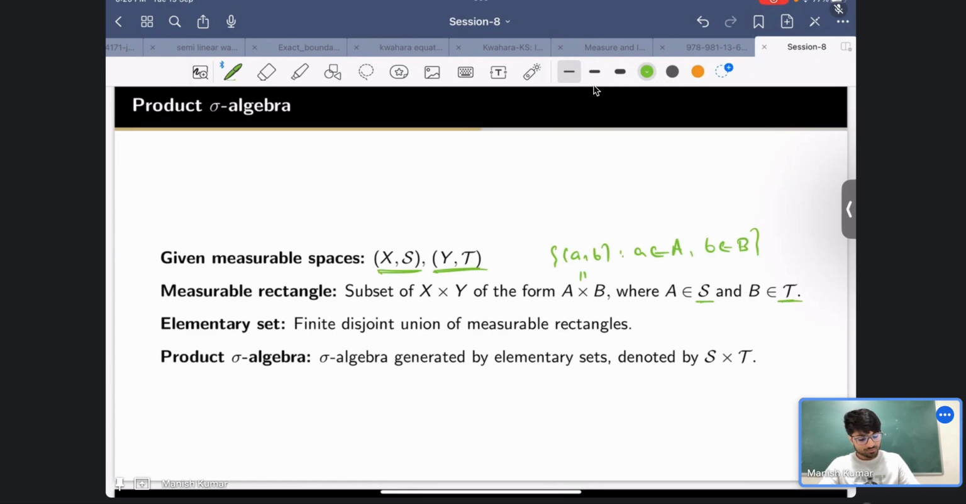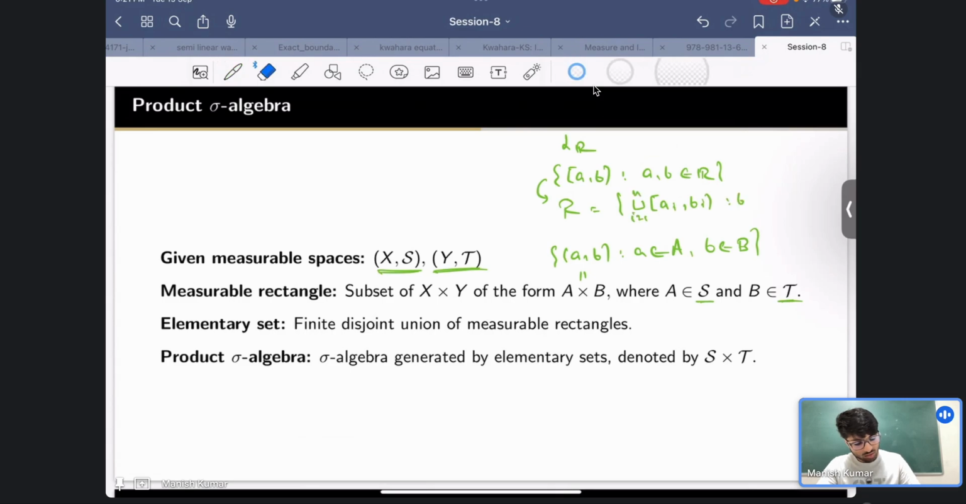Such sets are called measurable rectangles. And then we define an elementary set as a finite disjoint union of such rectangles. If you recall the first session or maybe the second one, to give meaning to the Lebesgue measure, we started off with some set of this sort, right? (a, b), where a, b belong to R. And then from here we constructed a ring, where we took finite unions of such elements, (a_i, b_i), i equal to 1 to n, where a_i, b_i belong to R.